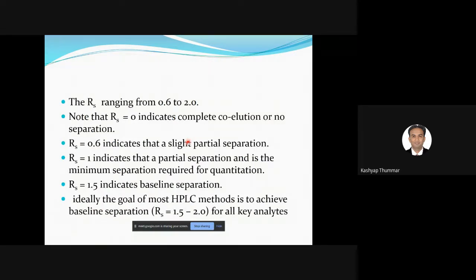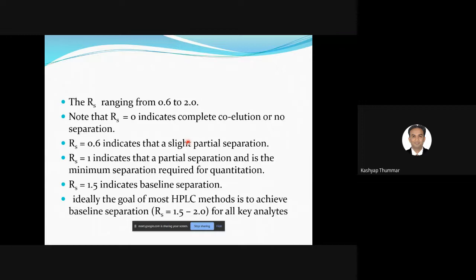Now, what is the meaning of resolution? In retention factor, the ideal value is 1 to 20. In resolution, the values range from 0.6 to 2.0. Note that if resolution is zero, it indicates complete coelution or no separation. It means there is no peak separation. So we should avoid that; resolution should not be zero.